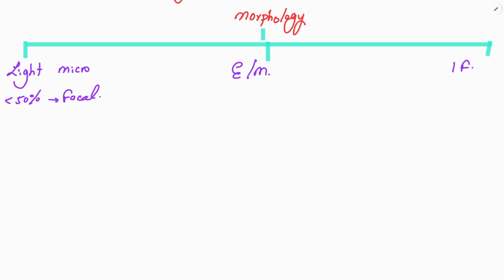And here, this is the image given in the Robbins. In this you can observe only 50% of the glomerulus is affected here. Okay. So this is the image directly taken from your Robbins. You can observe here too only 50% is affected. And the next one is electron microscopy.